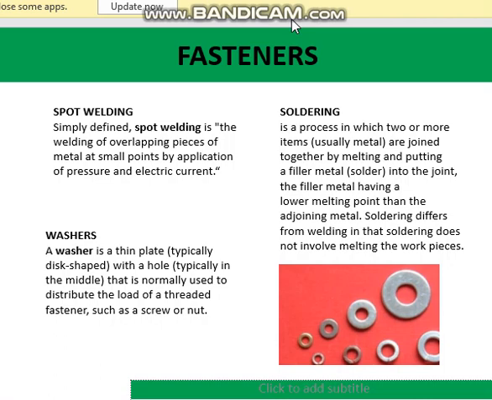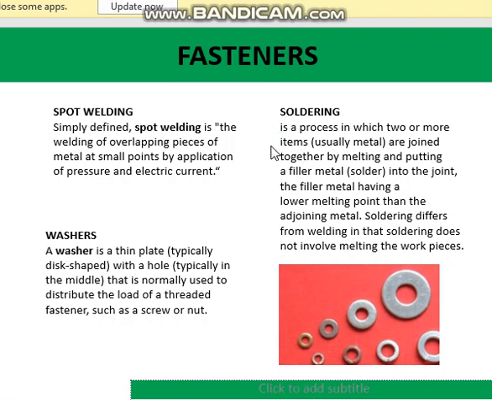Soldering is a process in which two or more items, usually metals, are joined together by melting and putting a filler metal, which is also called solder, into the joint. So the filler metal has a lower melting point than the joined metal, that's why it melts faster and joins the two pieces of metal together. Washers. A washer is a thin plate, typically disc-shaped, with a hole, which you can see in the picture. They are used to fasten things.